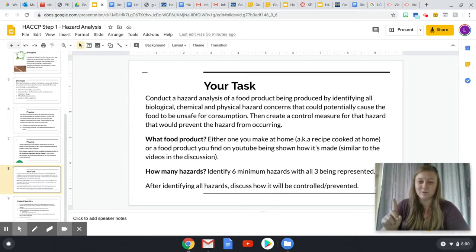From there, you are going to identify a minimum of six hazards, and all three need to be represented at least once. So if you only find one biological and you do five of the others, that's fine, or vice versa.